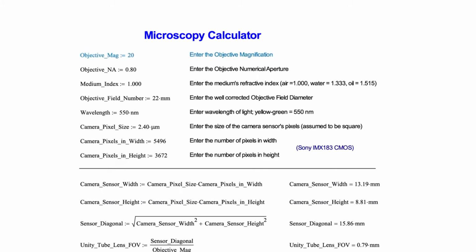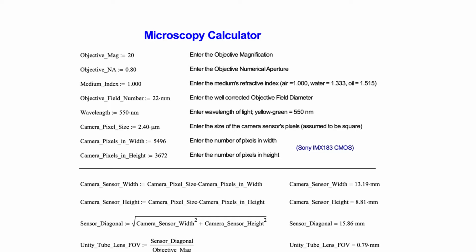In this case, we have an objective magnification of 20 and an objective numerical aperture of 0.8. That's about as high as a 20x objective gets. And we have air between the objective and the sample cover slip. So the index of refraction of the medium is 1. There are other cases where there might be water or oil there, generally for higher numerical aperture applications.